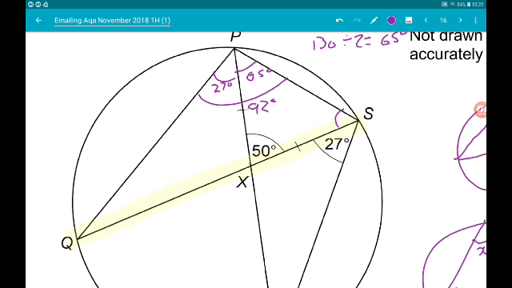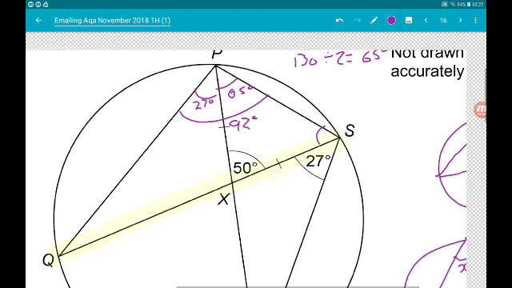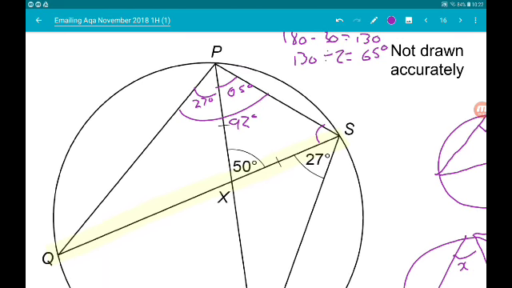So you would need to say something like this angle at point P, or angle QPS is 92 degrees, so QS is not a diameter. Cool.